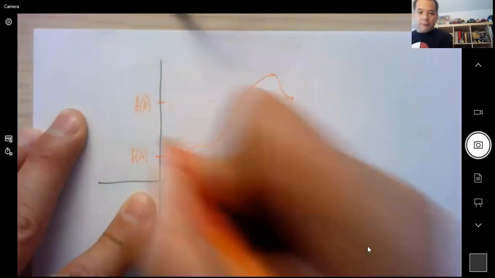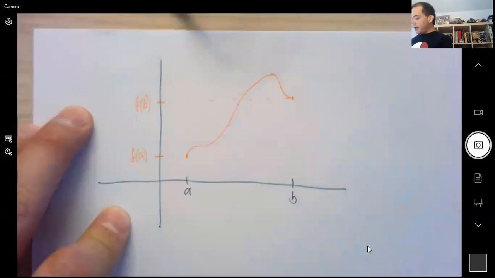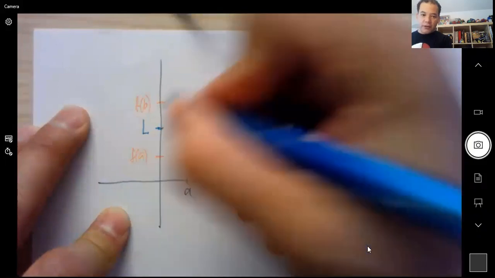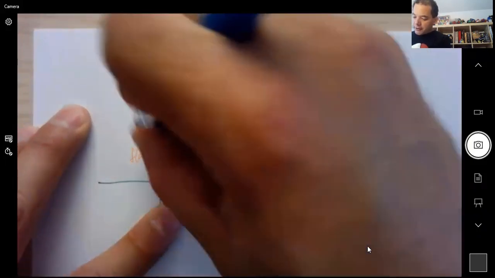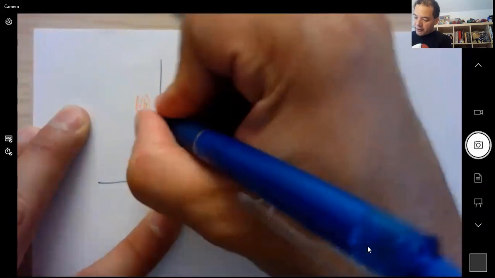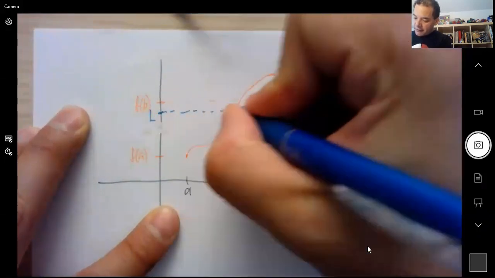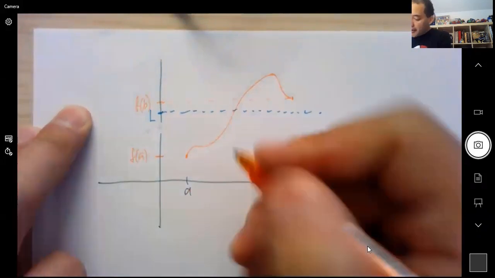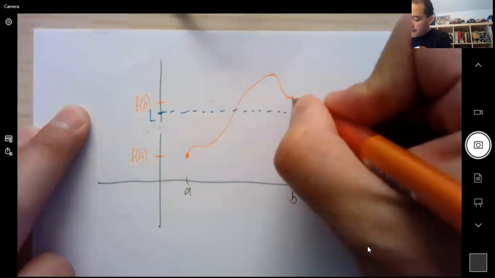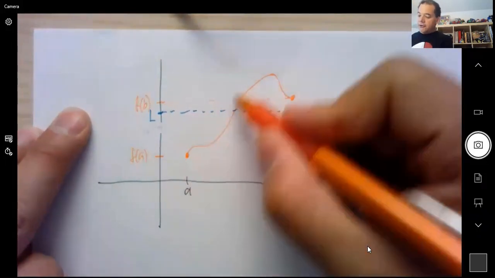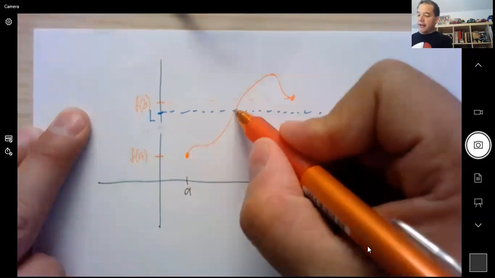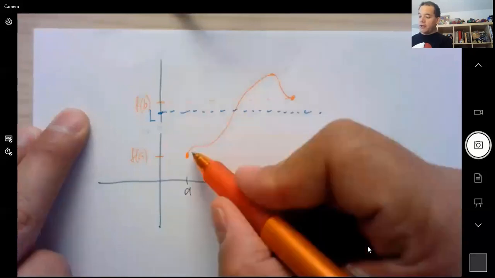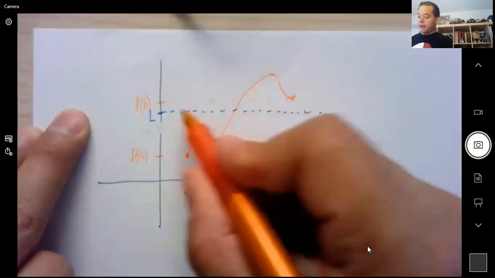You can pick any number in between, right? You can pick any L right here. Doesn't need to be right in the middle. In fact, let me move it a little bit. Maybe it's closer over here. You can pick this L, and what it says is the following: if your function is continuous and you have to go from here to here, then no matter how you draw it, you have to cross this line L, right? That's what it says. To go from here to here, you need to, at some point, cross the line L.